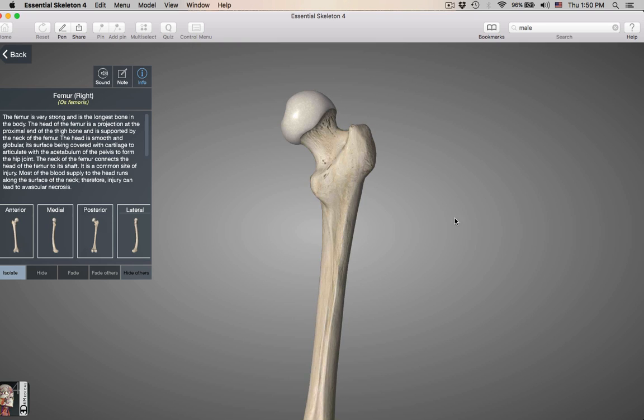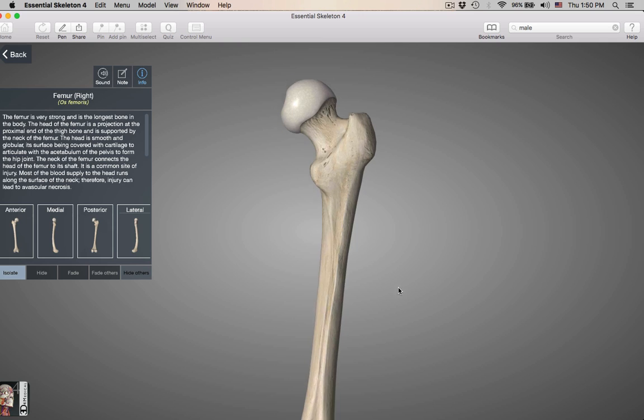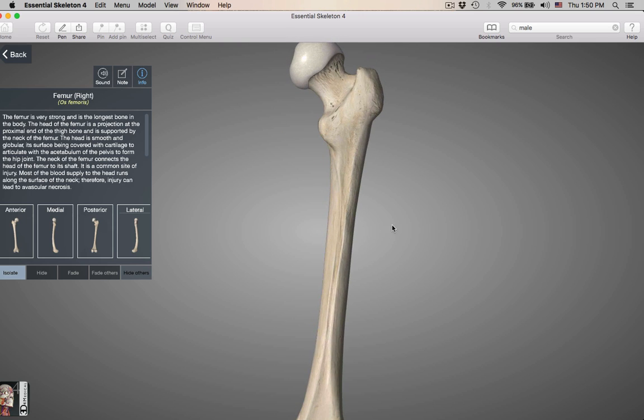Now the linea aspera. The linea aspera is going to be a line. It's on the posterior surface of the femur. The linea aspera, it's a line. On a real bone, it is real easy to see. So pick up a real bone and you'll see that linea, the line aspera. Then the medial and lateral condyles.